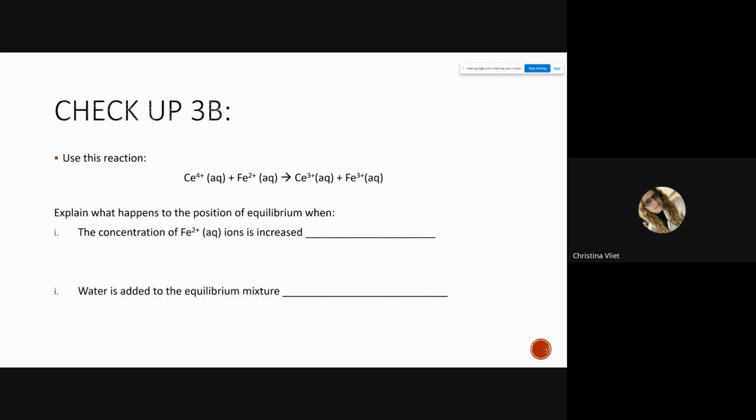So, let's take a look at this one. What happens to the position of equilibrium when I increase the concentration of Fe2+? So I'm increasing stress on my reactant, right? So what does the reaction do as a result? It shifts to the right, which is shifts to the product. I'm going to write shifts towards products, but you can feel free to write shifts towards the right.